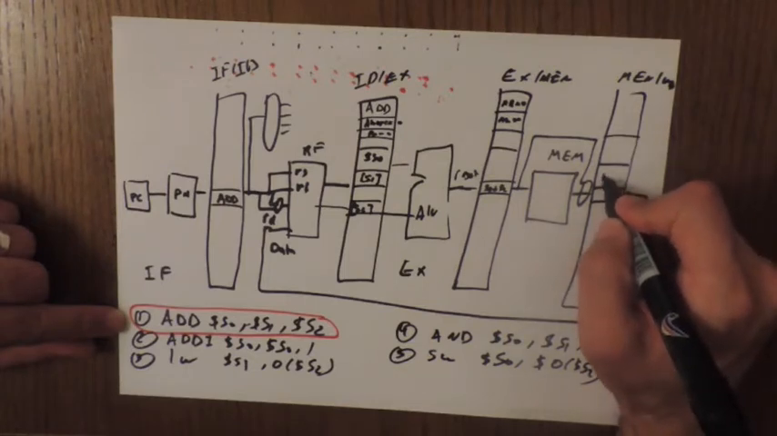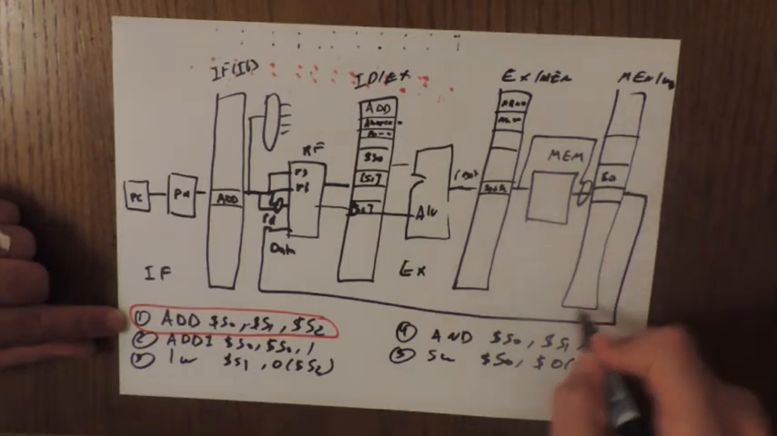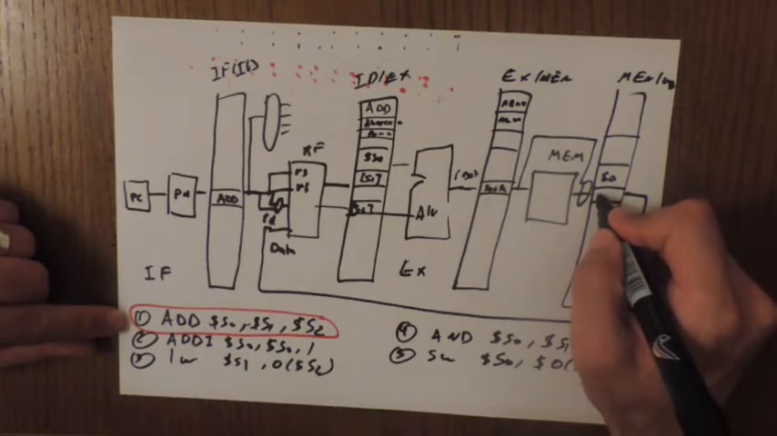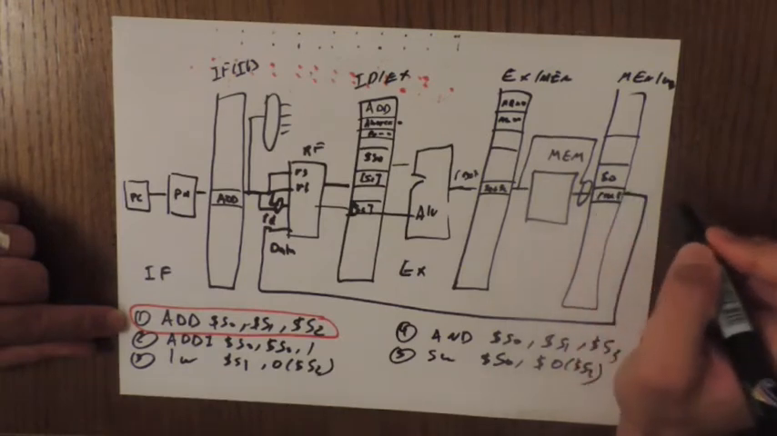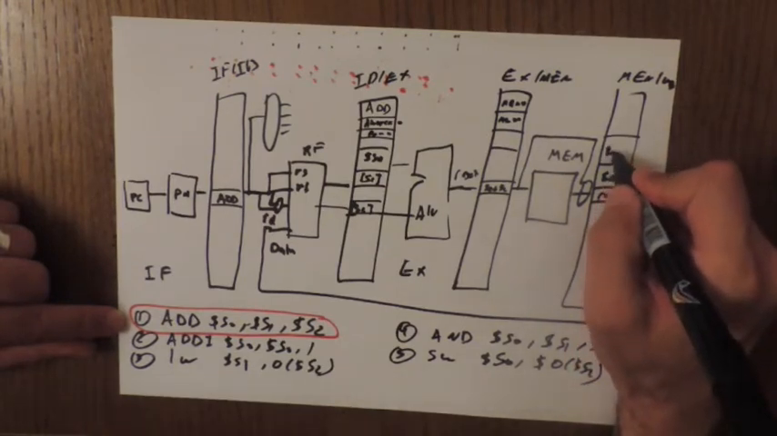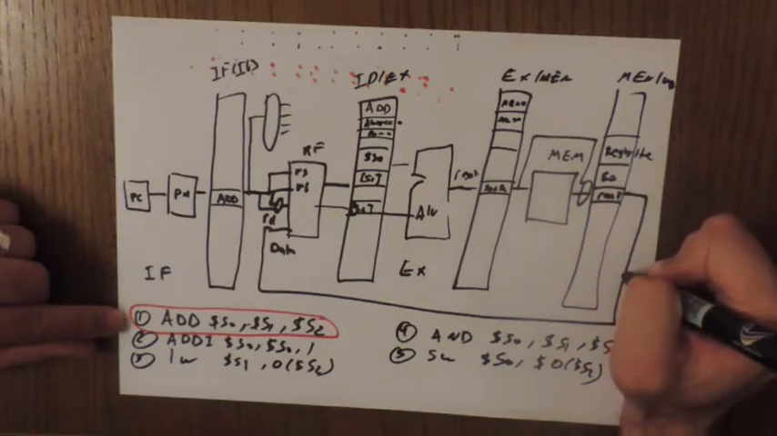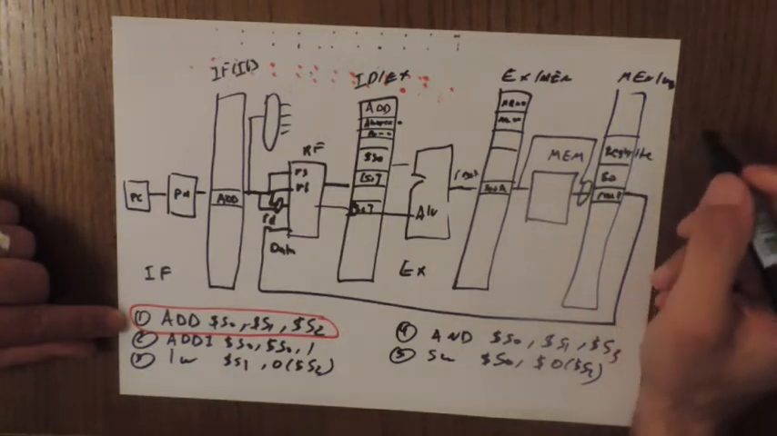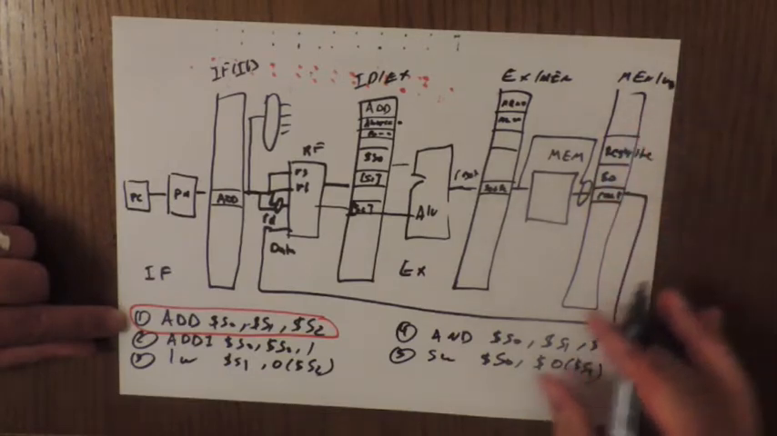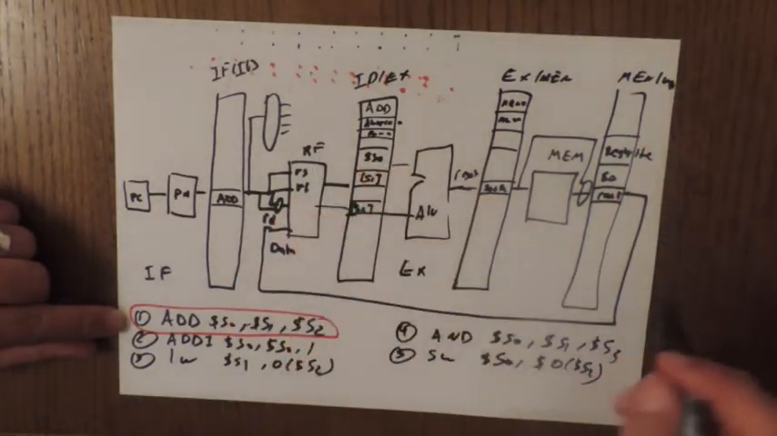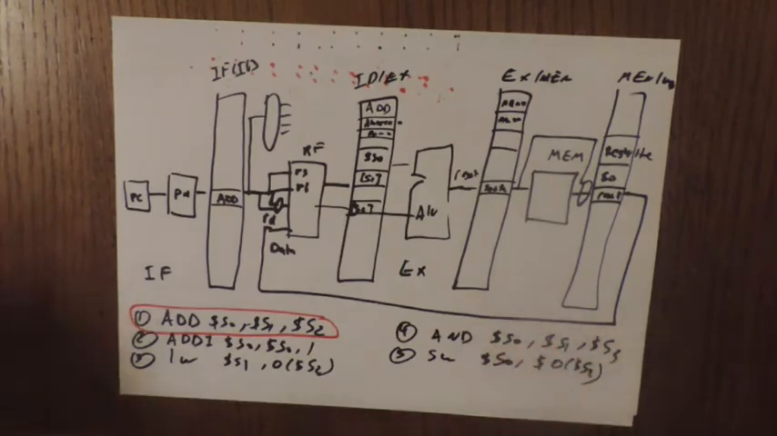RD, which is S0, that's going to go there. We have the result, we have also register write of this instruction. Fine, and all this information is needed to write the value in the write back stage, which will be at the 5th cycle.